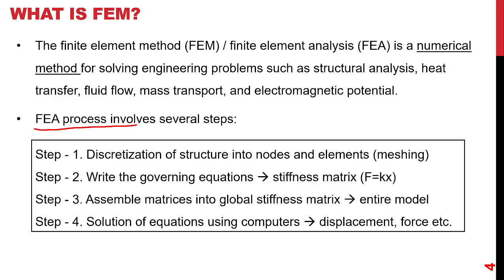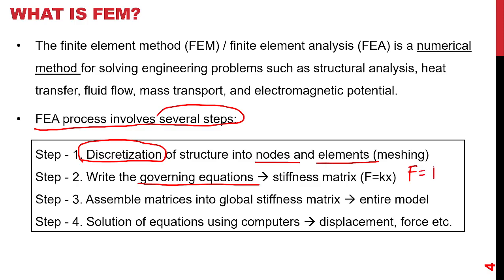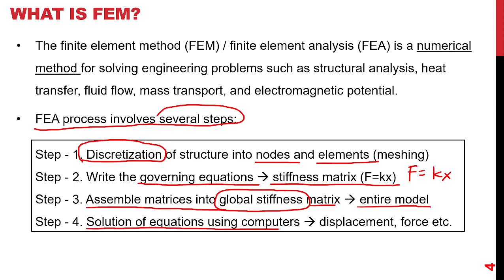FEA process involves several steps. Number 1, discretize. Pecahkan kepada nodes dan elemen. Lepas tu, write the governing equation. For example, F is equal to KX. And then combine balik matrix tu kepada global stiffness of the entire model. Kamu pun dah combine dah tadi. Lepas tu solve the equation using computers lah normally. Sebab apa? Matrix dia sangat besar. Matrix will become very big. How big?